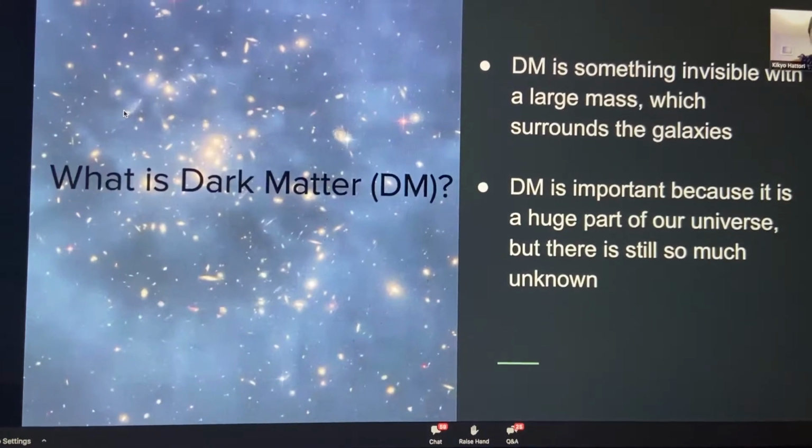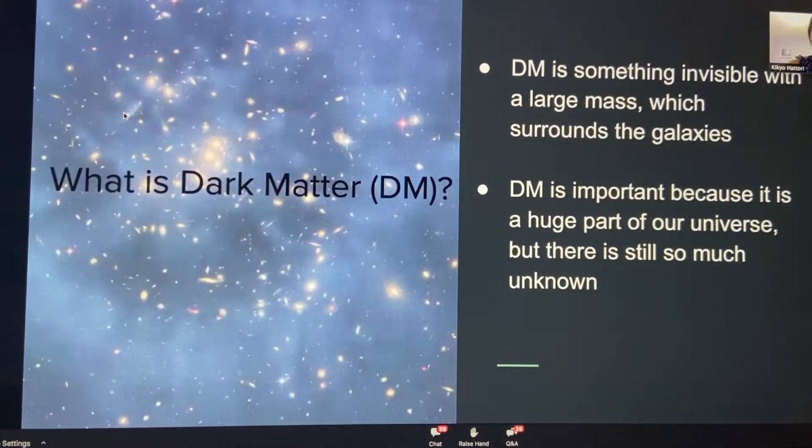Dark matter is something invisible with a large mass, which surrounds galaxies. It is such an important part of our universe, but it's so hard to discover anything about it, especially because it's invisible. But if we cannot see it, how do we know that it's there?